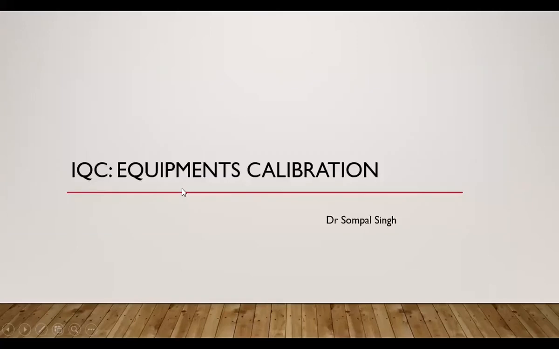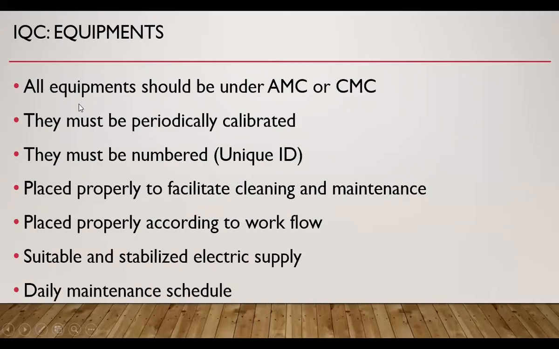Then let us see about internal quality control of equipment, that is calibration and maintenance of equipments. All equipment should be under annual maintenance contract or comprehensive maintenance contract. Equipments must be periodically calibrated as per schedule, I'll tell you later. The equipments must be numbered and they should be given unique ID. This is apart from serial number given by manufacturer.